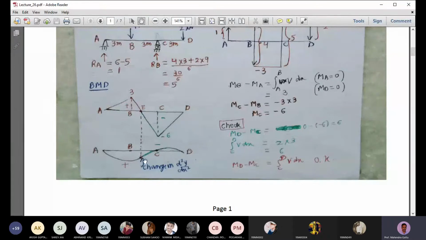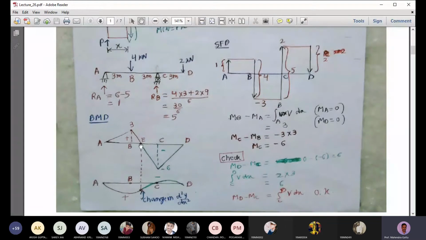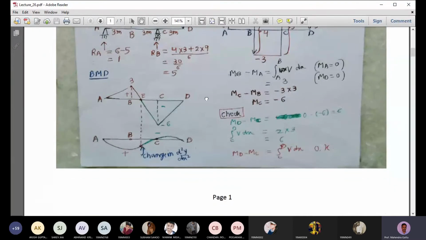So that is sketched here, and there will be a change in d squared y by dx squared at this point. So it will go from a positive value to a negative value. So d squared y by dx squared at E is 0. So that is what we have for the deflected shape. Although we can know qualitatively the deflected shape, we don't know exactly what the values of these deflections are. So to do that, we need to relate the curvature with the geometry.